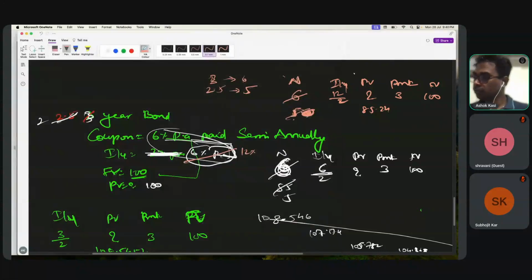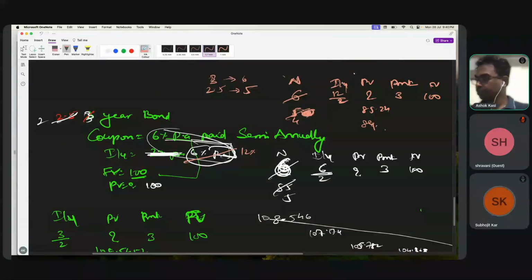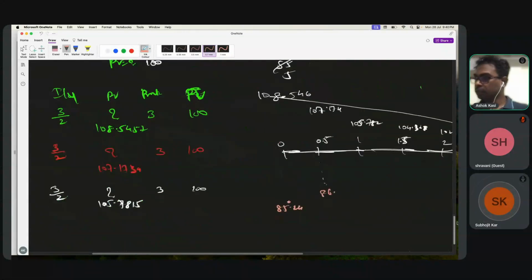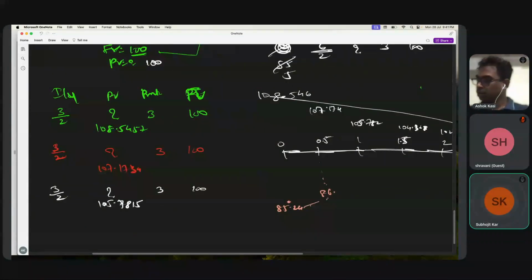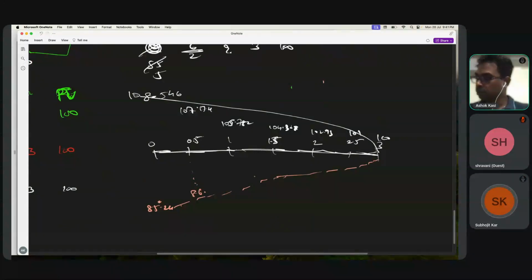The next one is 4. N is 4. Calculate. 89.6046. Okay, so like this, you will keep getting these numbers. So we are going from the ending to the beginning this way. It is trading at discount here. So if it is trading at premium, it will reach par. If it is trading at discount, it will reach par.